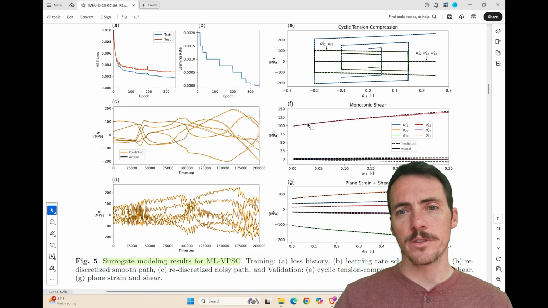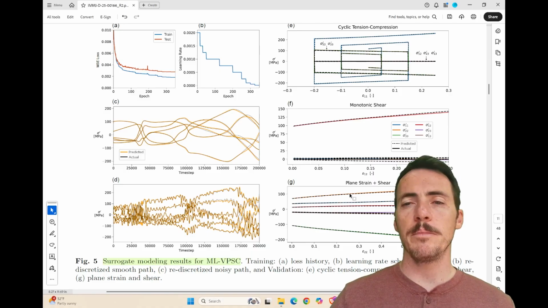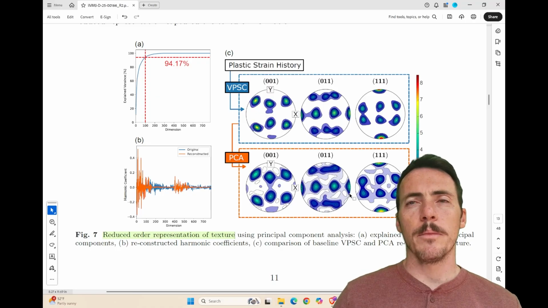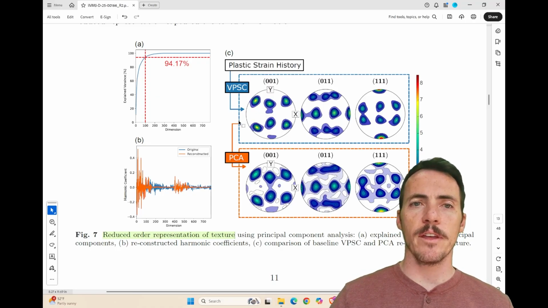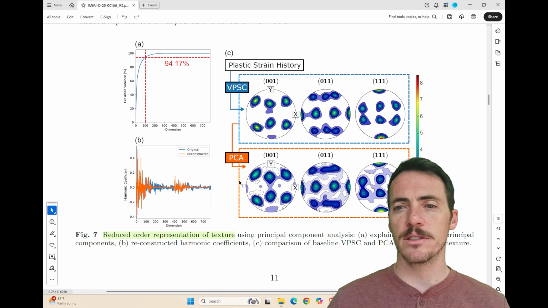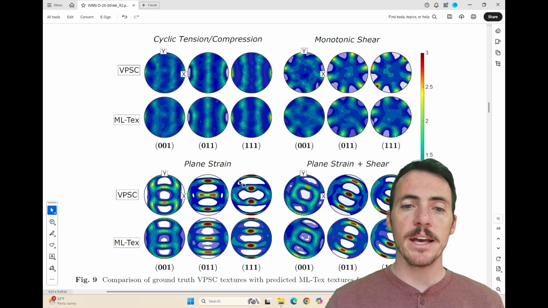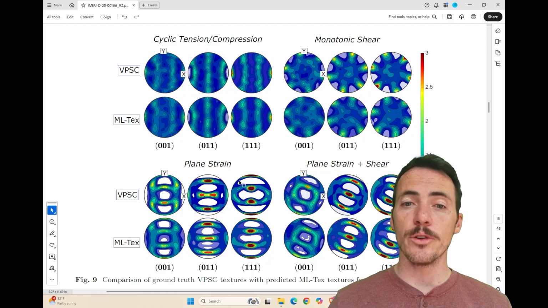Comparing the dotted versus the solid lines here, it's able to match it really well. This is for the ML-VPSC. It's also able to match it really well for the ML-EVPSC. And another way to tell how good the model is working is to compare the actually evolved textures. So comparing them, we're able to see how well these things actually match. Here, for example, is a comparison of ground truth of the VPSC's textures with their ML counterparts, showing pretty good agreement.